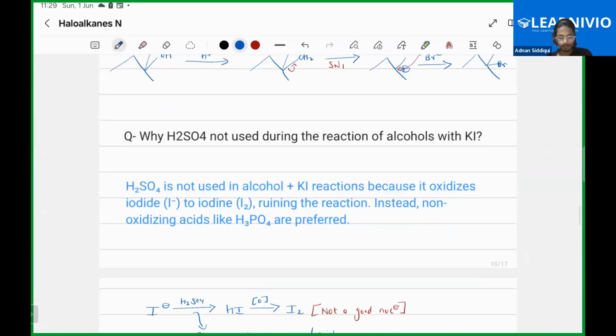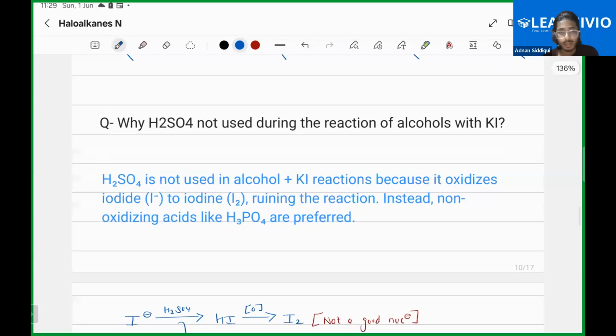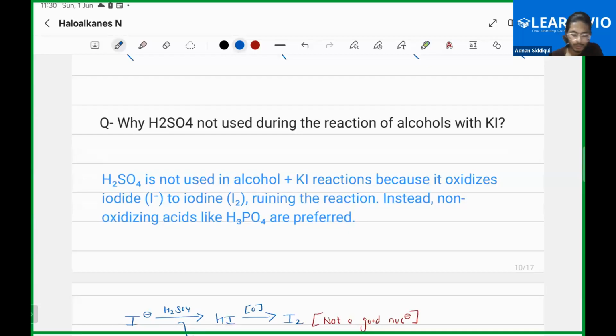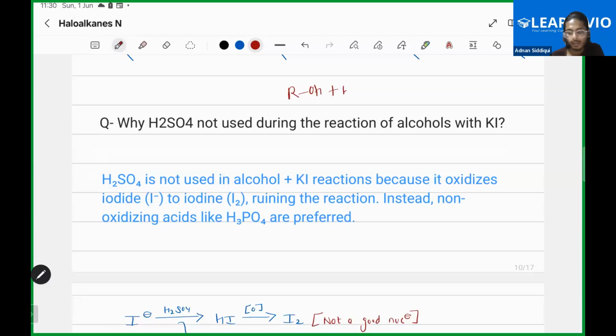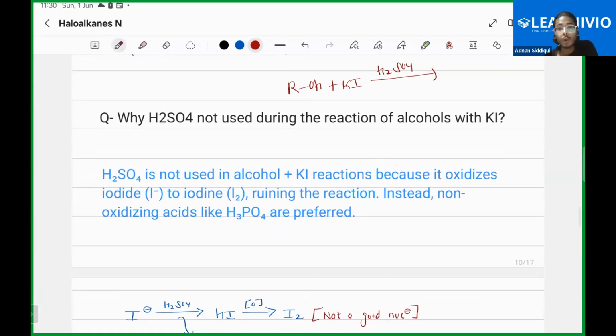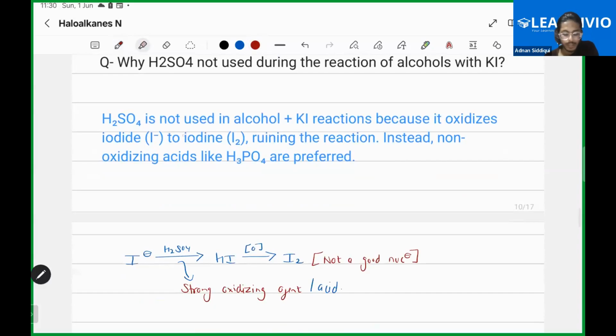So this is our second method. Again, a question from your NCERT. Why is H2SO4 not used during the reaction of alcohols with KI? The question is, if you are reacting alcohol with KI, why are you not using H2SO4 as your solvent? The answer is H2SO4 is a strong oxidizing agent. Right? Try to understand it. H2SO4 is not used, okay, because it oxidizes.